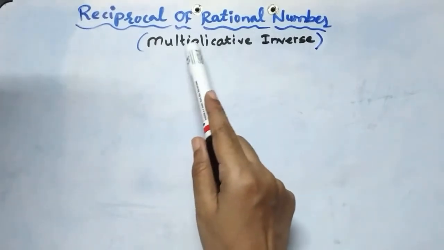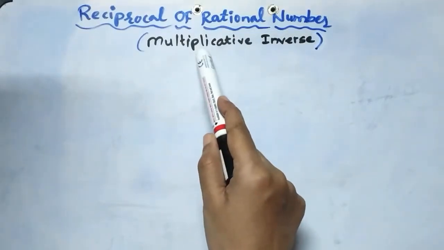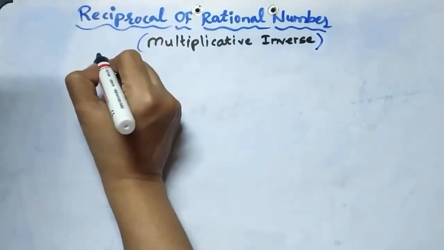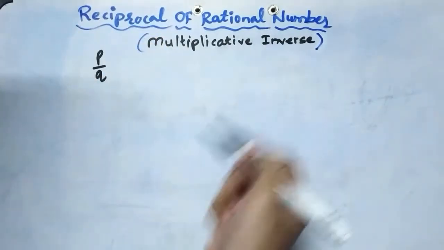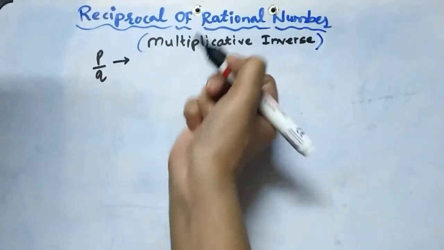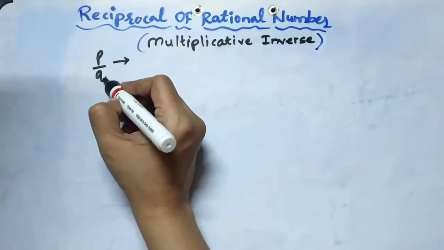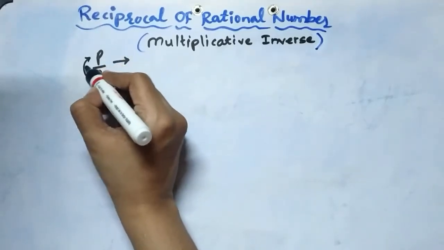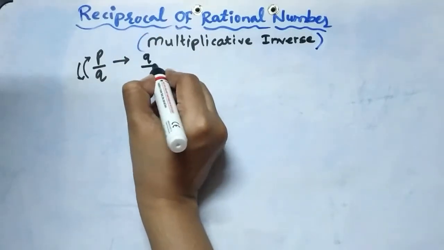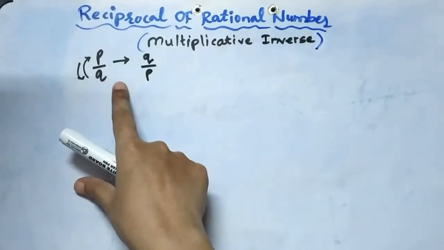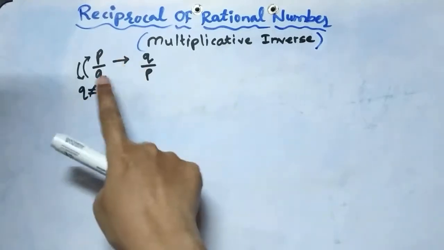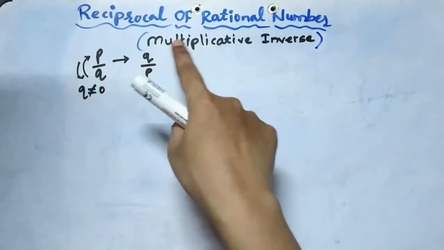Friends, you know that the reciprocal of a rational number is also called the multiplicative inverse. For example, let us consider a rational number p by q. Its multiplicative inverse, or reciprocal, is obtained by just changing the numerator into the denominator and the denominator into the numerator. After flipping, we get q by p. So if a rational number p by q is given, where q is not equal to 0, its reciprocal will be q by p.